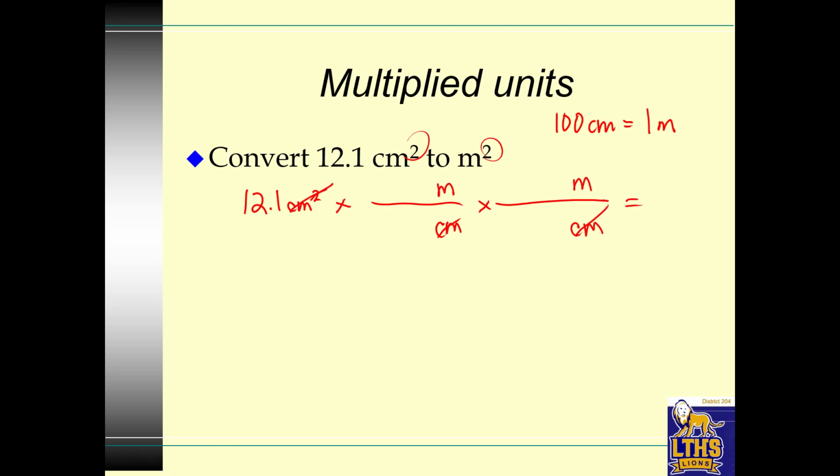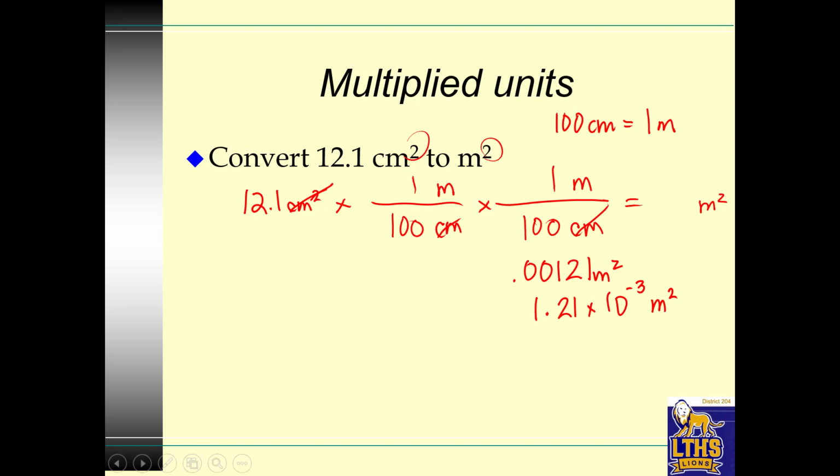And then I get meters times meters is meters squared. Okay? And I just use this conversion, 100, or equality, to fill in my conversion factor. And then it's 12.1 divided by 100 divided by 100, and I find out 0.00121 meters squared. And then scientifically notated, that's 1.21 times 10 to the negative third meters squared.